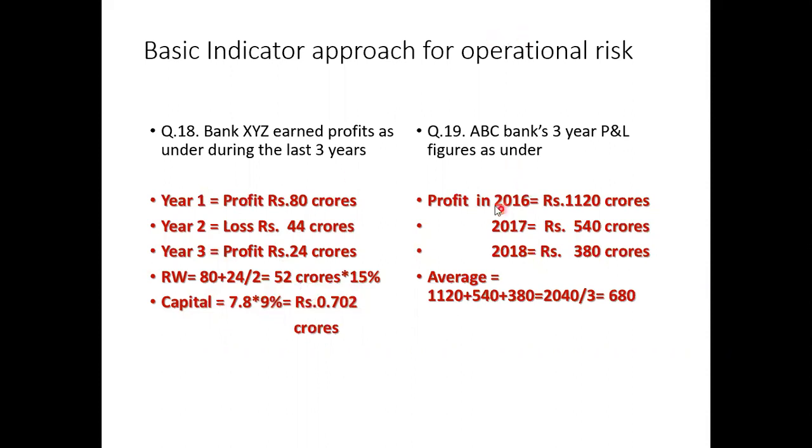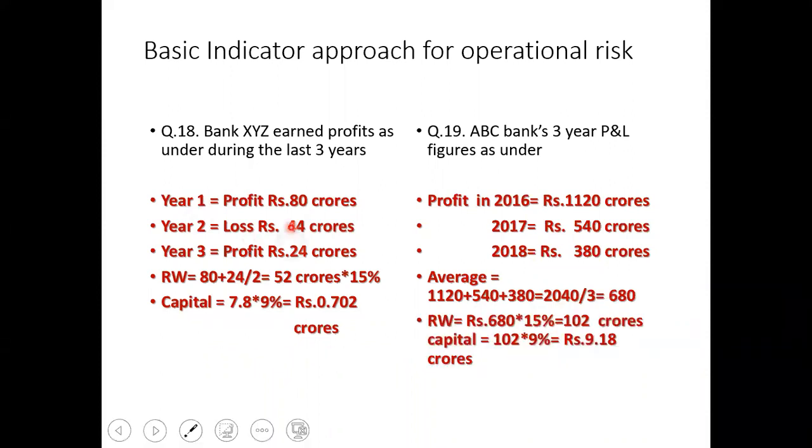Here in this question, all years are profit. So the entire thing you add, you take the average, 680. You don't have to exclude any year, because here there is no loss, unlike the earlier question with one year loss. So the average is 680, alpha factor 15%. So 102 crores risk weight. So 102 into 9%, 9.18. So you are calculating operational risk.